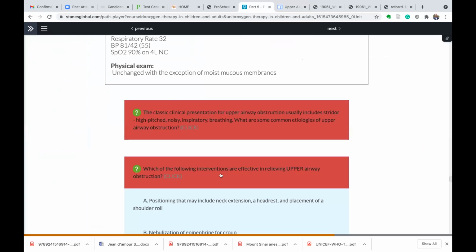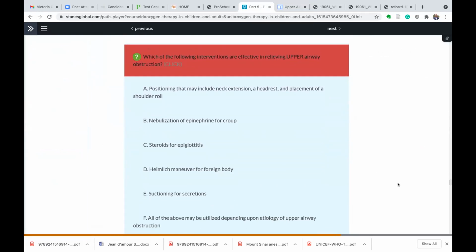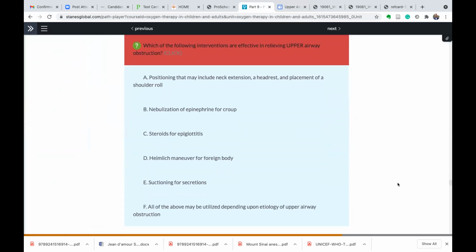Okay, so what are the following interventions which are effective in relieving upper airway obstruction? So in other words, what is the best way to manage that? Can I answer on the poll?